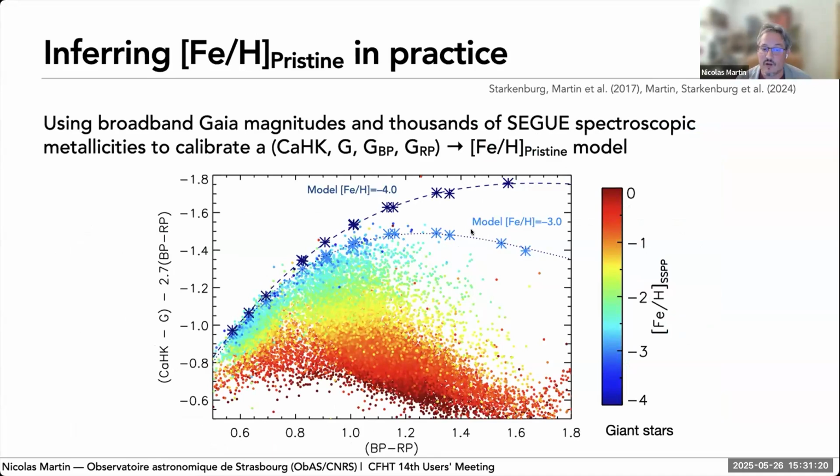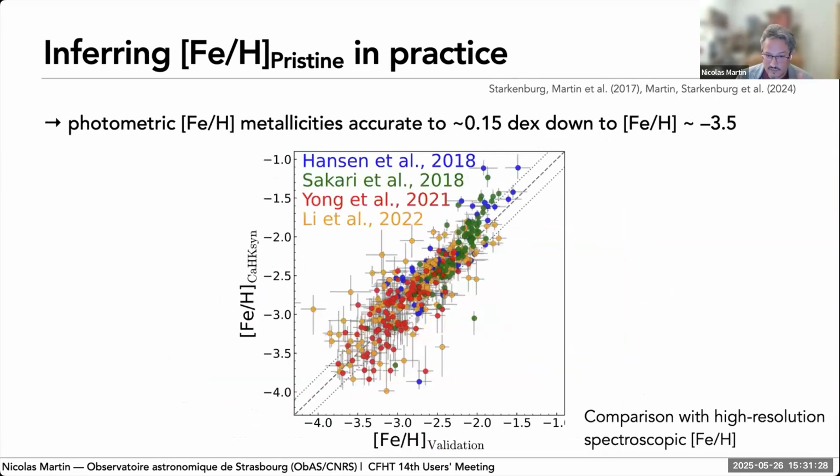So we have a very efficient way to isolate stars of low metallicity and go hunt for these fossils of the early ages of the universe. We've calibrated this whole relation. This is the result of our calibration compared to a validation sample coming from high-resolution observations of metal-poor stars.